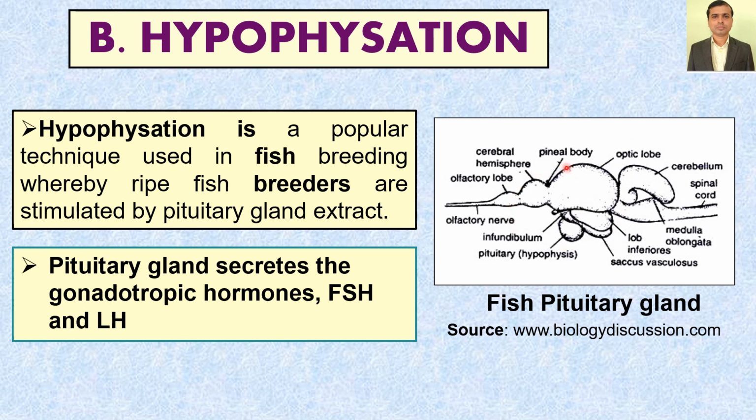This is the diagram of the pituitary gland in fish. This pituitary gland is connected with a bone called sella turcica. It is connected to the hypothalamus. The pituitary gland secretes several hormones, out of which two hormones, namely follicle stimulating hormone (FSH) and luteinizing hormone (LH), take a key role in gonadal maturity and development in fish.